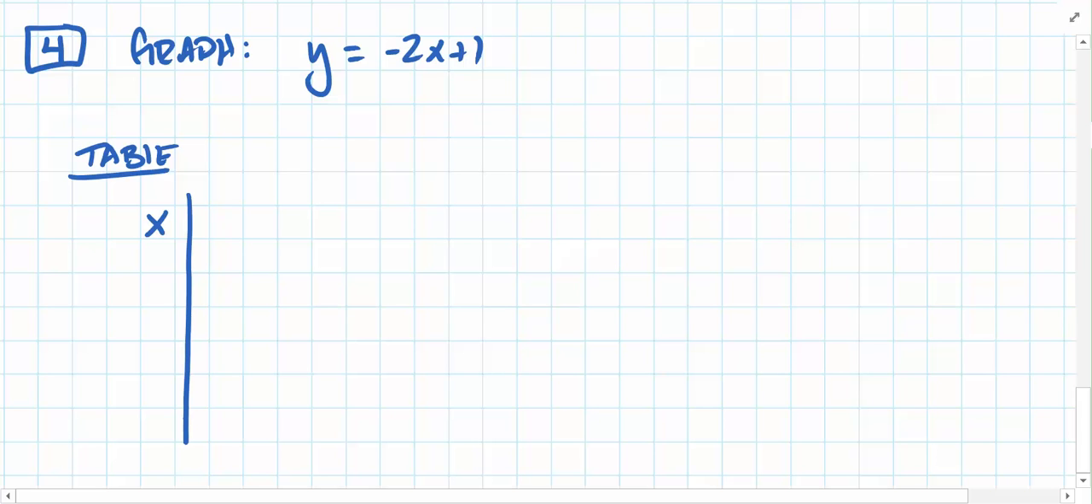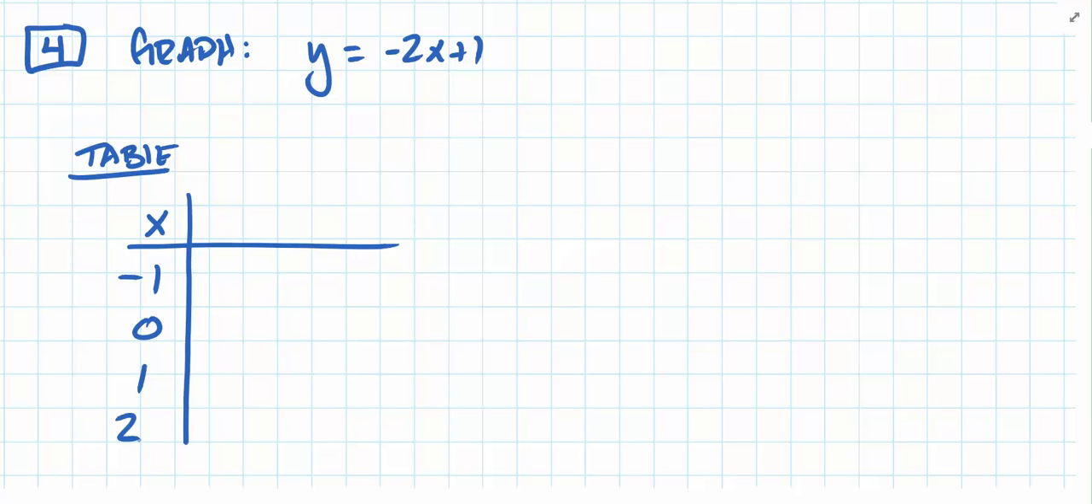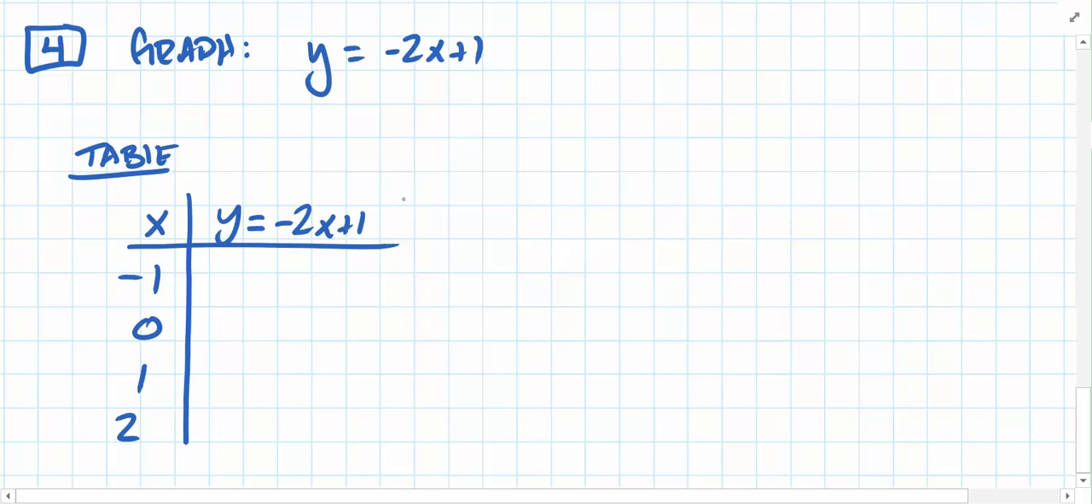Negative 1, 0, 1, and 2. Just give me 4. I don't need 10. I don't need 5. Just give me 4. Now, we know that every single y is worth negative 2x plus 1. So when I plug in the x values here, I'll do it in a different color for you.